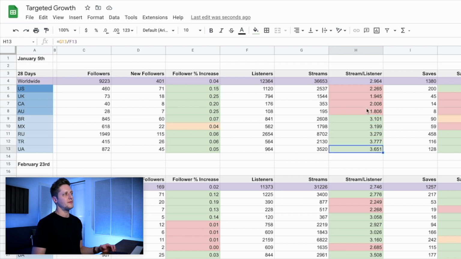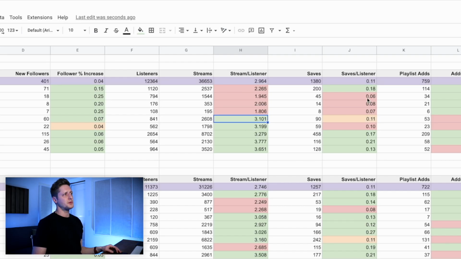The way I've got it parsed out here is the average streams per listener globally was 2.964. If it fell below that, it's in red, and if it was above that, it's in green. The new countries are less and the old countries are more. That's to be expected because I had a lot of built-in listenership.